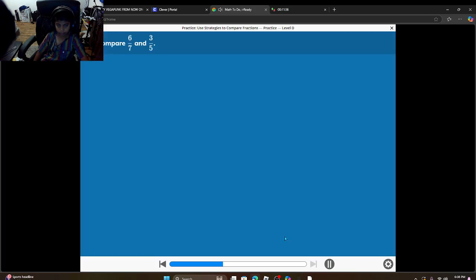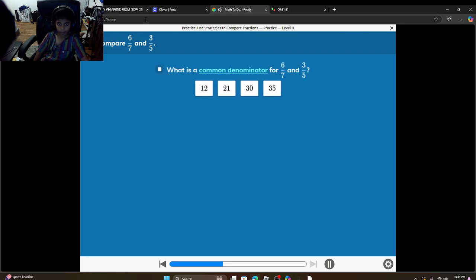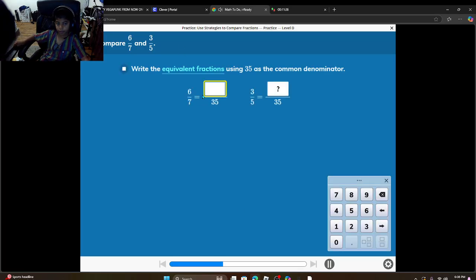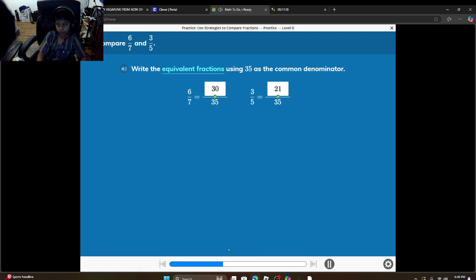Compare 6/7 and 3/5. What is a common denominator for 6/7 and 3/5? 35. Write the equivalent fractions using 35 as the common denominator. Times this by 5, which is 30. And this is times by 7, which is 21. Well done!